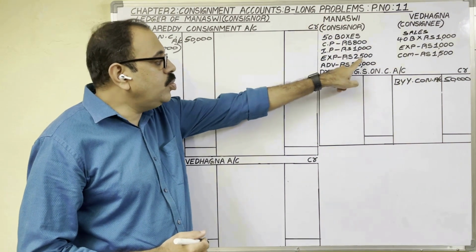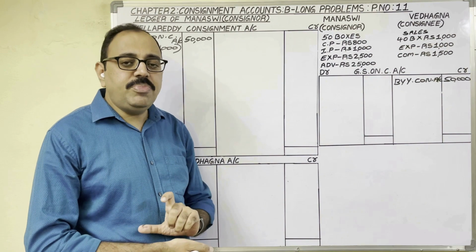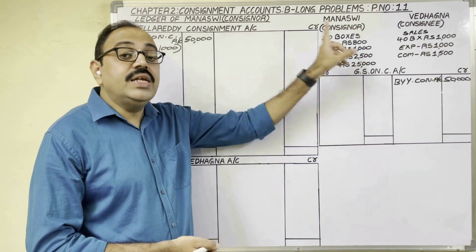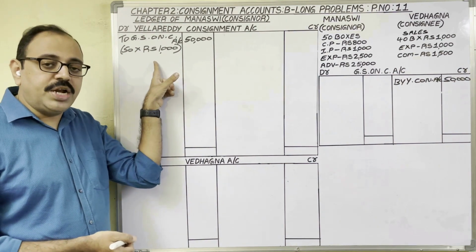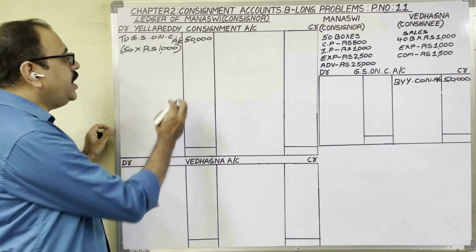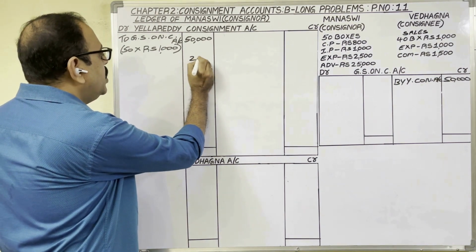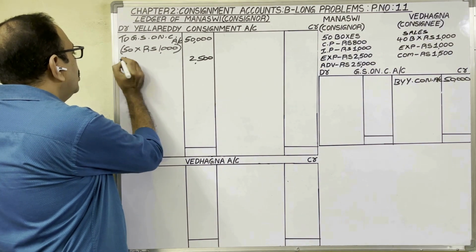Consignor spent 2,500 towards forwarding charges. So for consignment business, 2,500 is expenditure. Expenditure should be debited to consignment account because consignment account is a nominal account. So on the debit side we should write 2,500. And what to write for that in the particulars column?